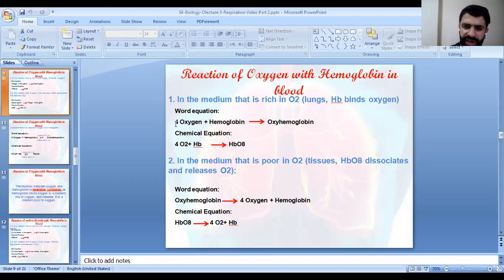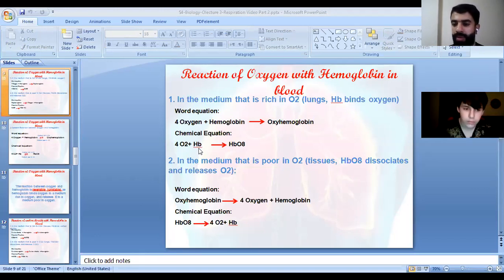So the word equation is oxygen plus hemoglobin gives oxyhemoglobin. We're going to say there are 4 oxygen. Yes, you have to balance the equation like in chemistry. So 4 oxygen plus hemoglobin gives oxyhemoglobin. The chemical equation is 4O2 plus Hb gives HbO8. HbO8 is the oxyhemoglobin. While in the medium that's poor in oxygen, we need oxygen, like in the tissues. So HbO8, oxyhemoglobin, is going to dissociate, to be broken down to release the oxygen.